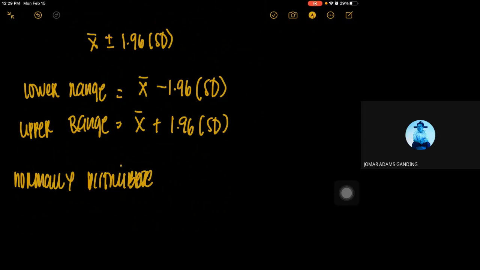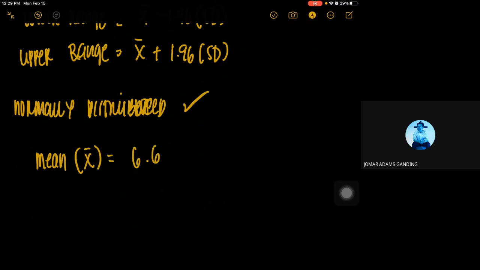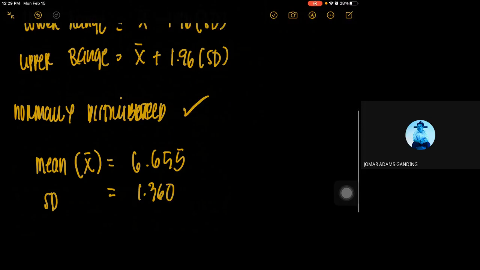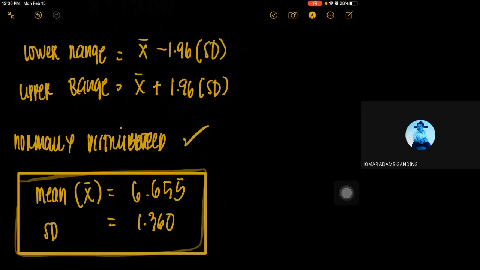Okay, normally distributed. So that is the number one thing that you need to check before you proceed. So take for example the mean. The mean is equal to 6.655, and then the standard deviation is a total of 1.360. So you simply substitute the given to the formula.